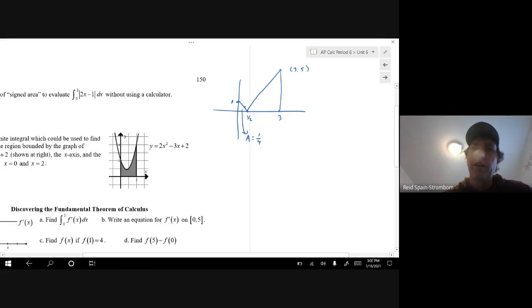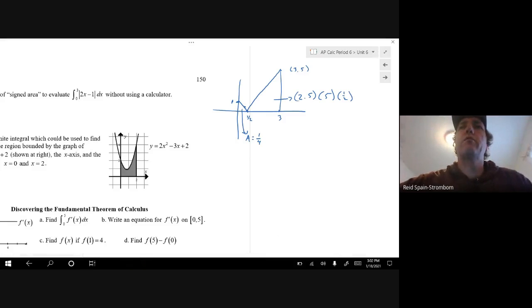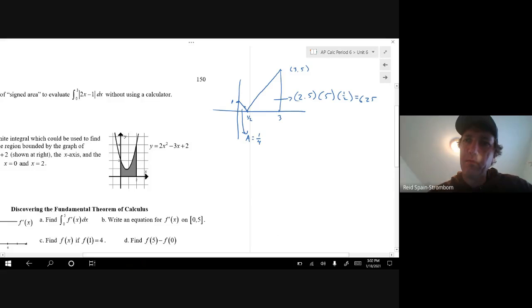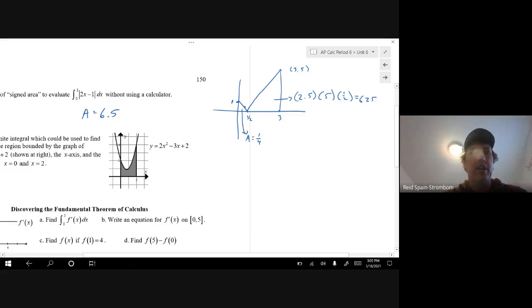And here we have a 2.5 by 5. So 2.5 times 5 times a half. And if we plug that into a calculator, 2.5 times 5 times a half, we end up with 6.25. So our area in this case, or our integral, is going to equal 6.5. And we can plug that into a calculator to check. Okay.